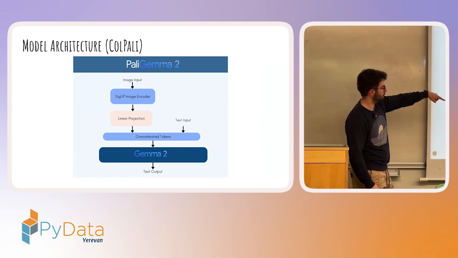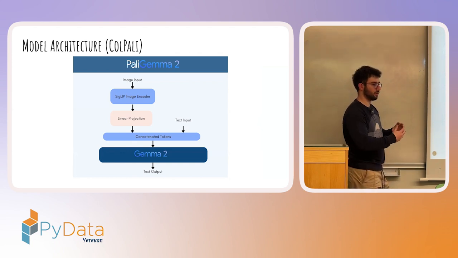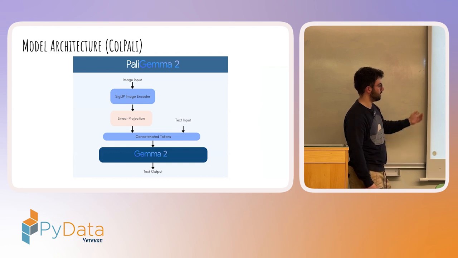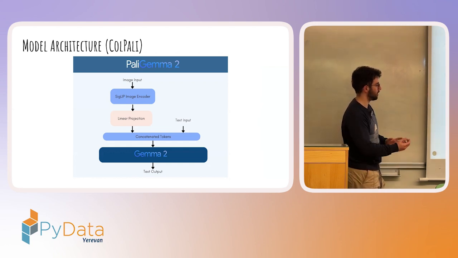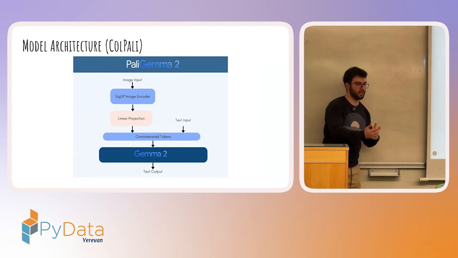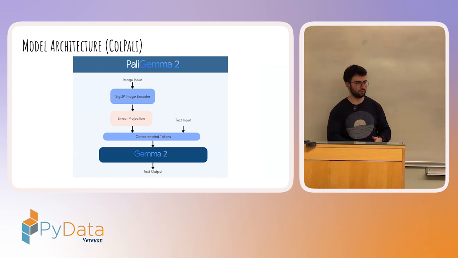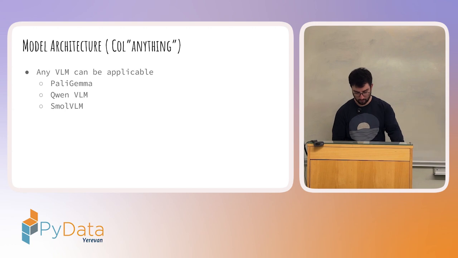And on the other hand, we have the text input. These linearly projected vision tokens and text tokens are concatenated with each other, and it goes as an input to the Gemma 2 LLM, and we get the text output. This is the VLM structure that is mainly used in almost all VLMs.